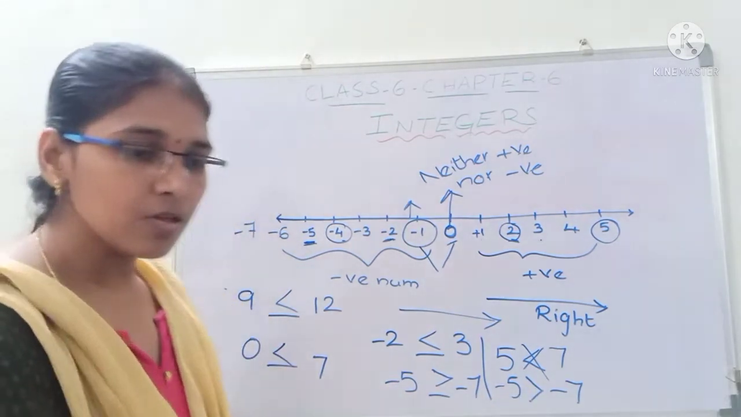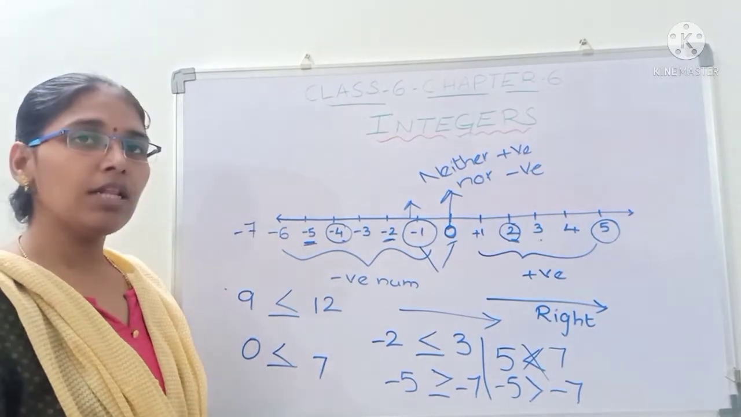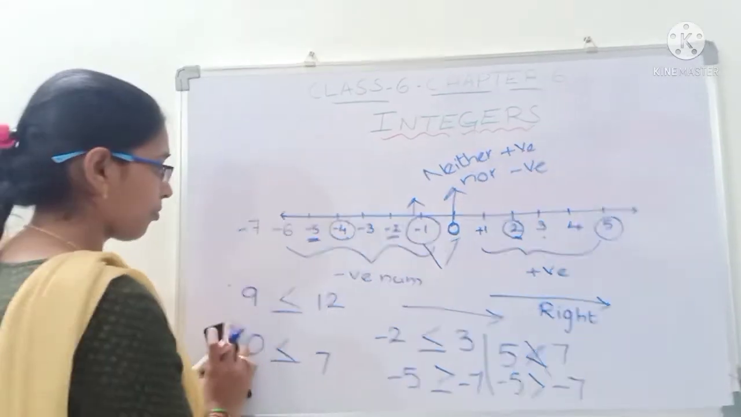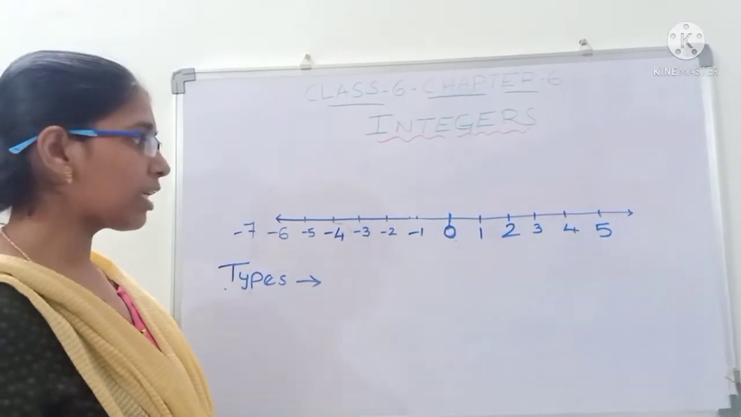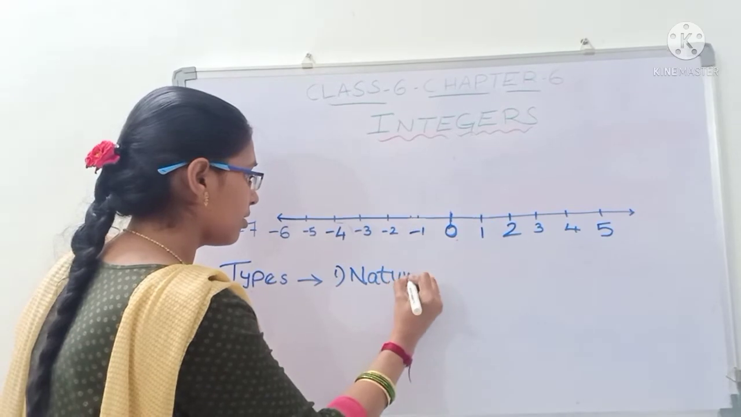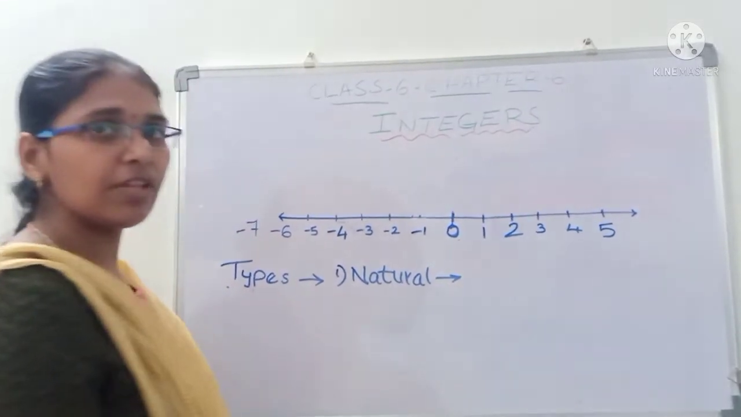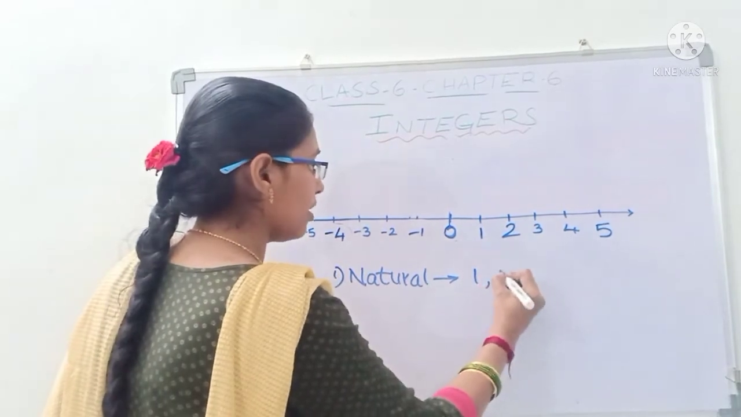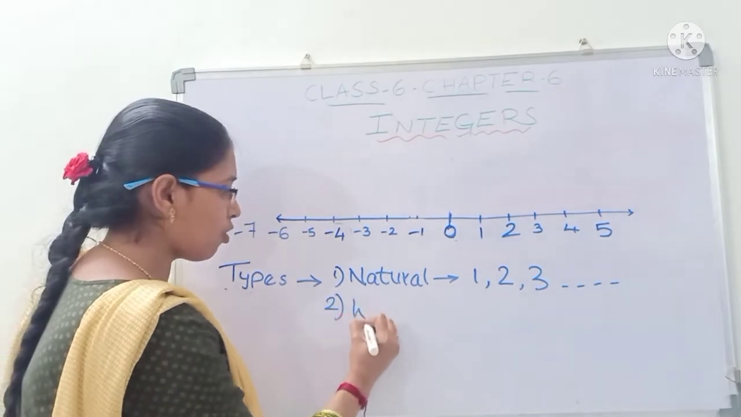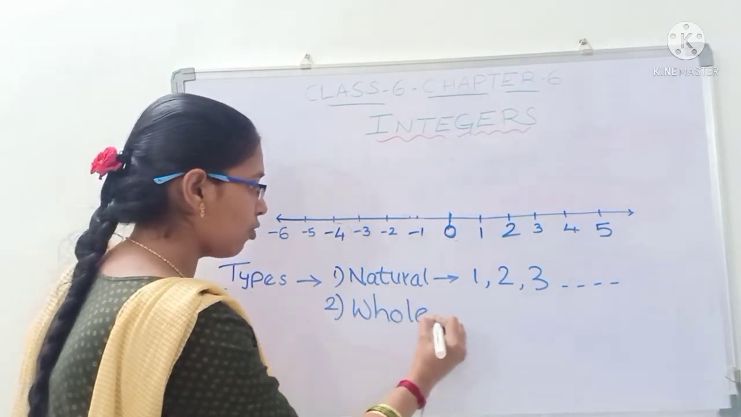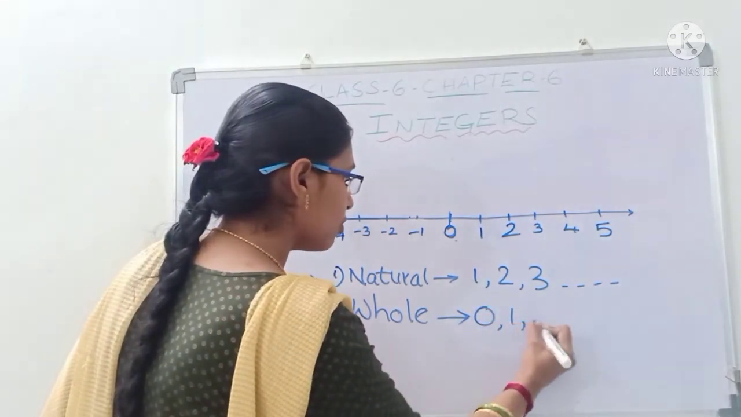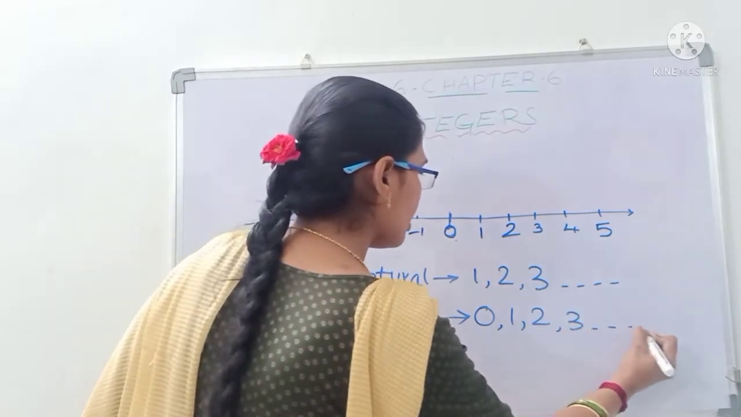Okay. So children, now in whole, let's see the 3 types of numbers you know. Children, in lower classes, you learnt about natural numbers. Natural numbers, where will they start? They start from 1, 2, 3 and so on. From 1 natural numbers will start. And you all know about whole numbers, right? Do you remember? Whole numbers start from, yes children, correct, 0. 0, 1, 2, 3 and so on.